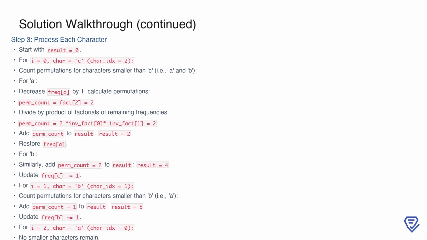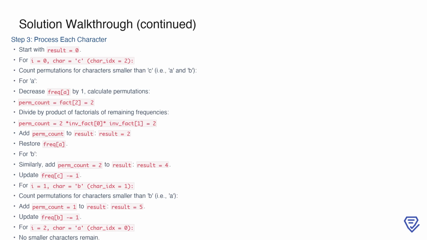Now, we process each character of the string, starting with an initial result of 0. For the first character, c, we calculate the number of permutations for characters smaller than c, which are a and b. For a, we temporarily decrease its frequency by 1 and calculate the permutations. Using our pre-computed values, the total number of permutations is 2, which we add to the result, making it 2. After restoring the frequency of a, we perform the same calculation for b, adding another 2 permutations to the result, which now becomes 4. After processing c, we decrease its frequency by 1.